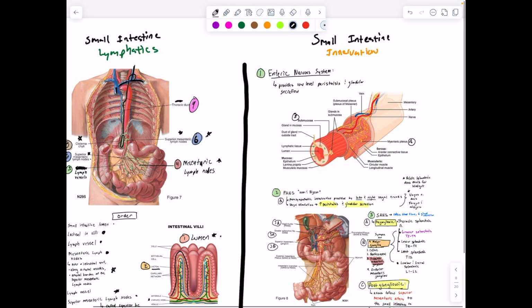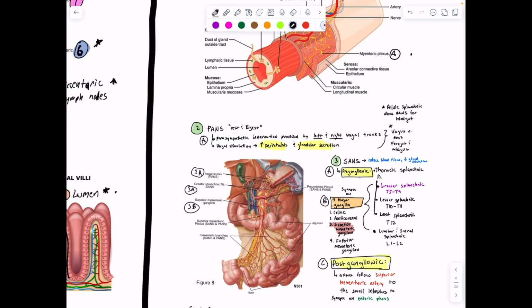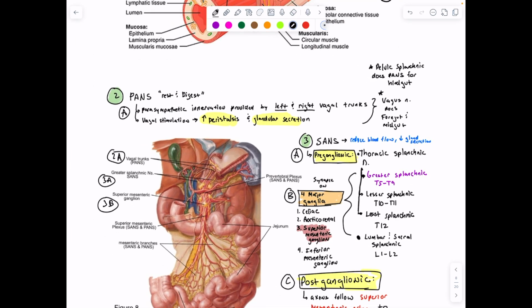Then we have our innervation of the small intestines. Well, we're familiar with the enteric nervous system for peristalsis and glandular secretion, aka submucosa, and then the mesenteric plexus. We of course know that the parasympathetic and sympathetic nervous systems will have an influence on this, and so the parasympathetic nervous system is rest and digest, and in particular, the preganglionic neurons are going to come down as part of the vagus nerve, and then these preganglionic neurons are going to go all the way to the mesenteric plexus, so very long, but they are going to be present in the left and right vagal trunks for the small intestines, and vagal stimulation is going to increase peristalsis and increase glandular secretion, which is consistent with rest and digest, and we can see that here.